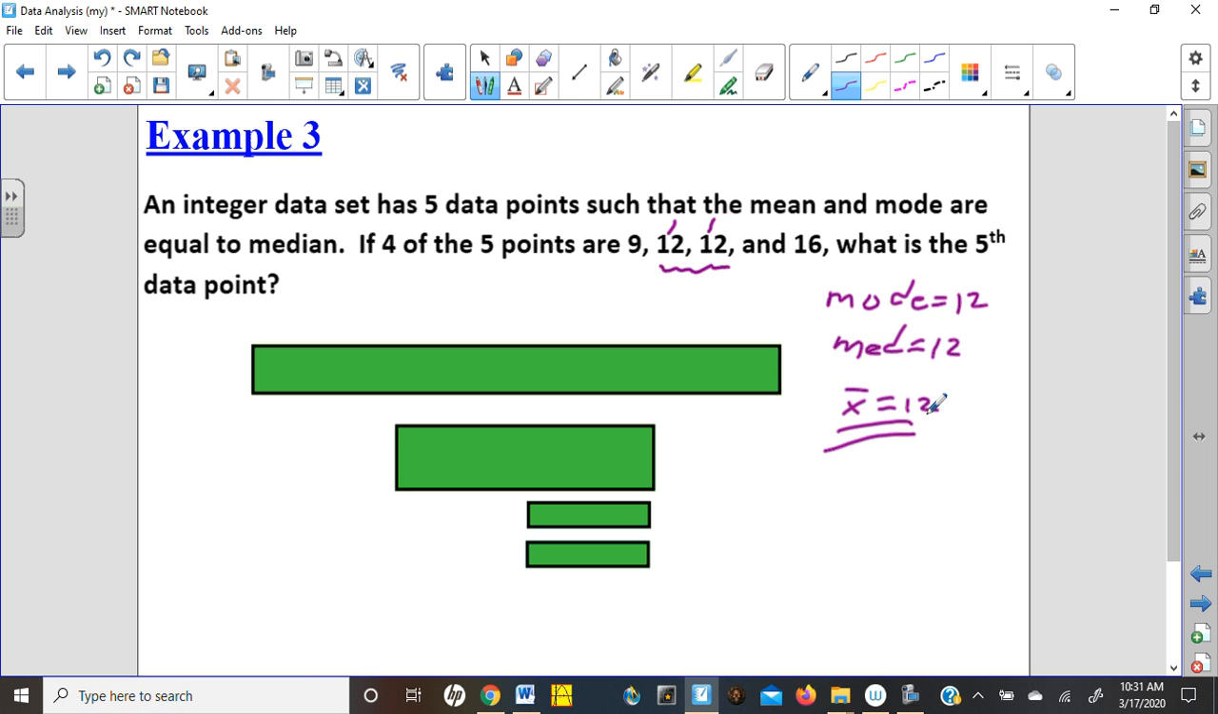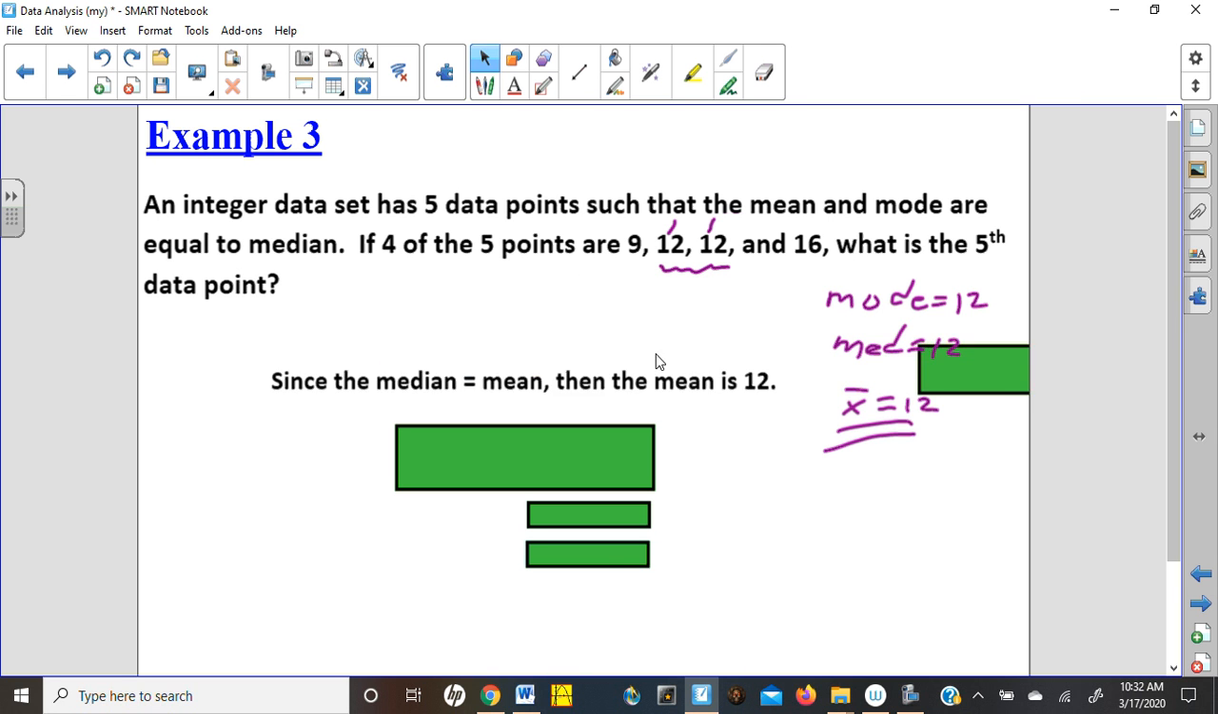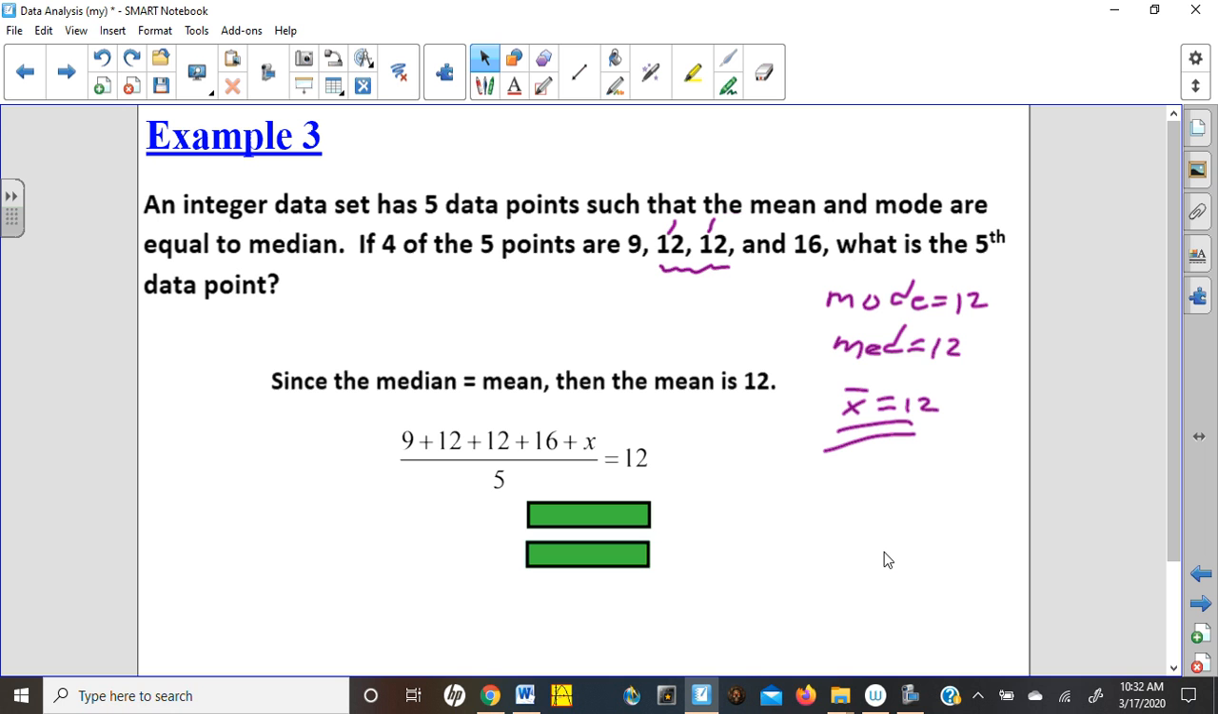And so once you reason through that, you just set up a fairly simple equation. We're going to add the 4 scores we know, or the 4 values we know. We're going to add a 5th value to that, which we don't know, so that will be our variable. We're going to divide by 5 data points now, right? And we want the mean to be equal to 12. So this is how we want it to work out.